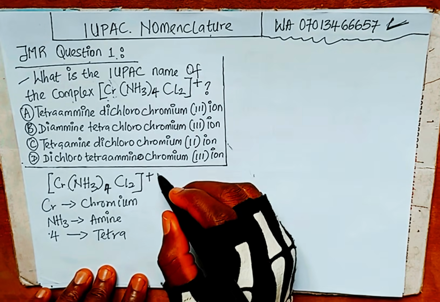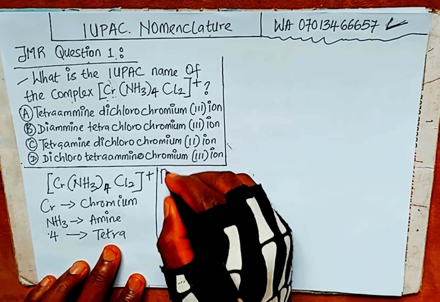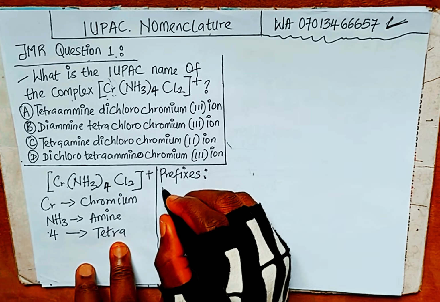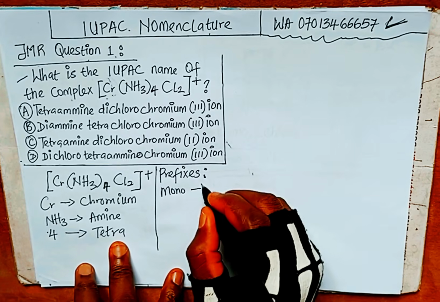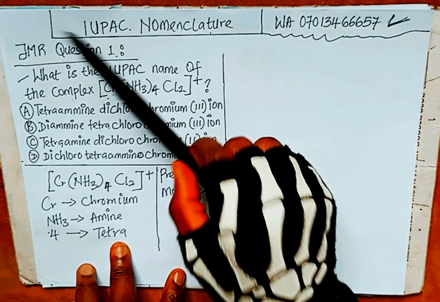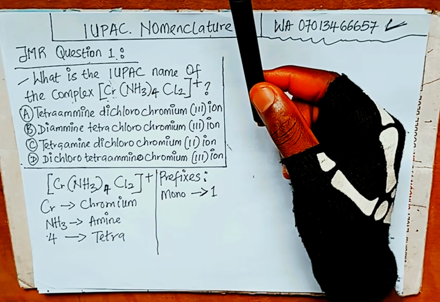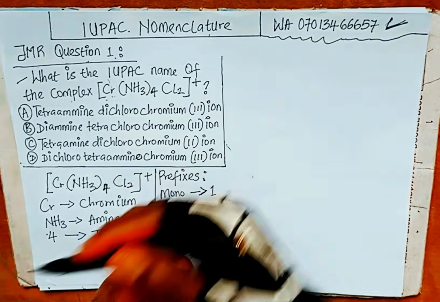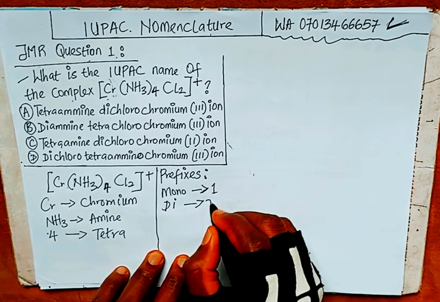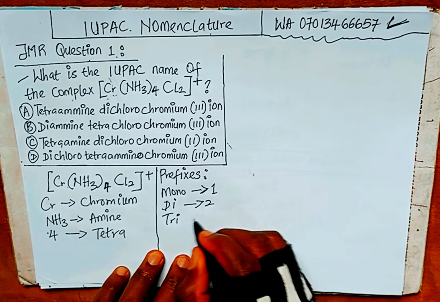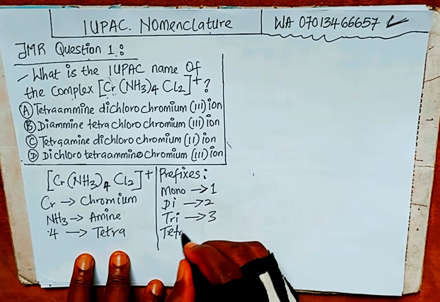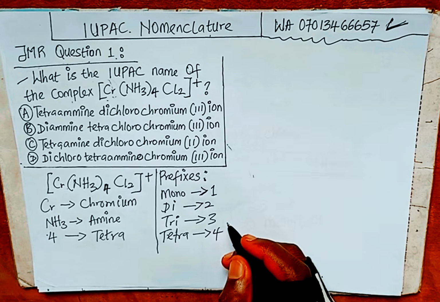Then let's look at prefixes. We already discussed what prefixes are. We have prefixes like mono, which means 1. It can be indicated as mono, or they will not even put the mono at all, because if you say get me a pen, and get me 1 pen, it is the same thing. Sometimes they just don't put mono at all. Di means 2, tri means 3, and tetra means 4. So this is like the basics.